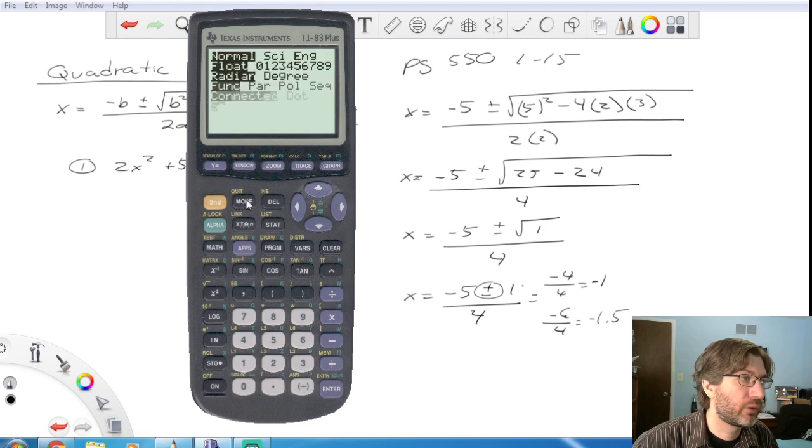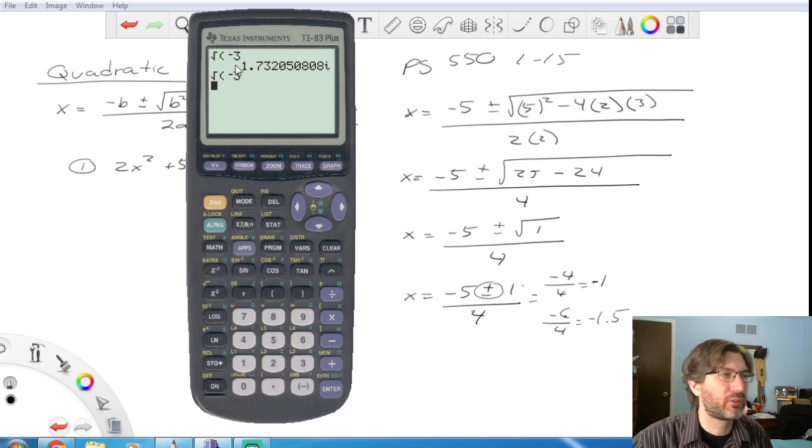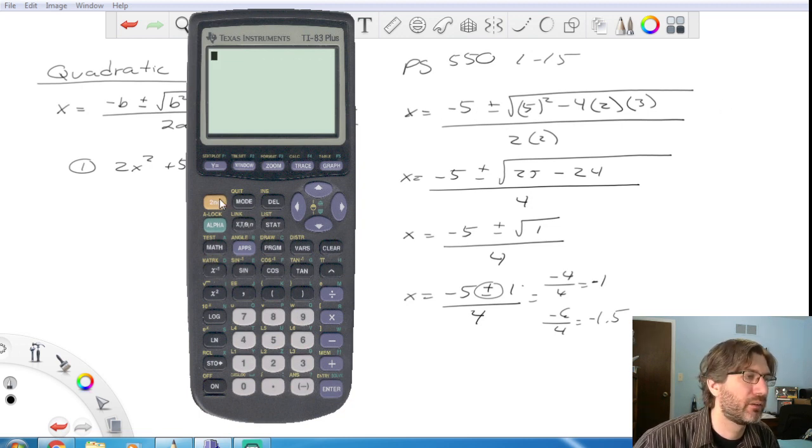Or if you wanted to, you can just change it to do imaginary numbers and get the imaginary number answer. You just get an i in there. So you get this i. So this is basically saying 1.732050888 times the square root of -1. But you don't need to know any of that right now.